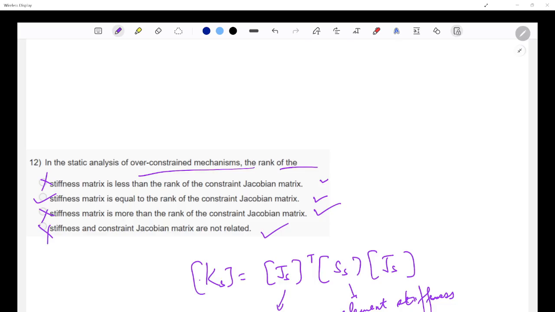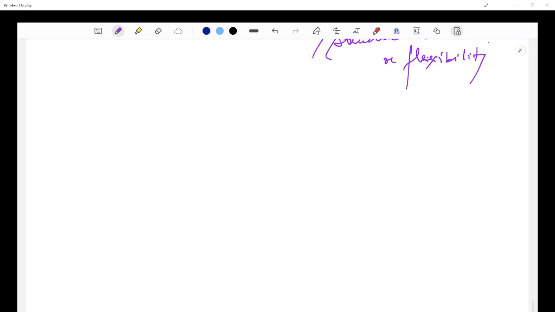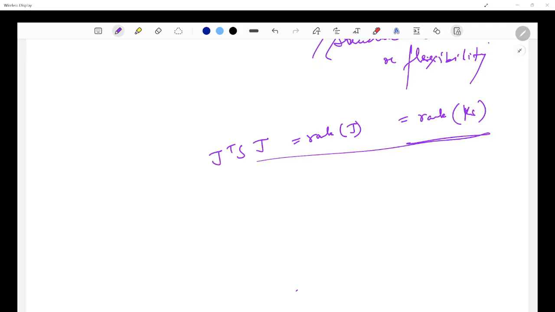So what is being tested here in general is, do you understand J transpose SJ has the rank of J? And if it is equated to rank of Ks on the other side, then it has to be equal to rank of Ks. Okay. So your rank of Js is same as rank of Ks. It is used to detect redundancy, analyze stiffness, and understand the structural behavior. Okay.